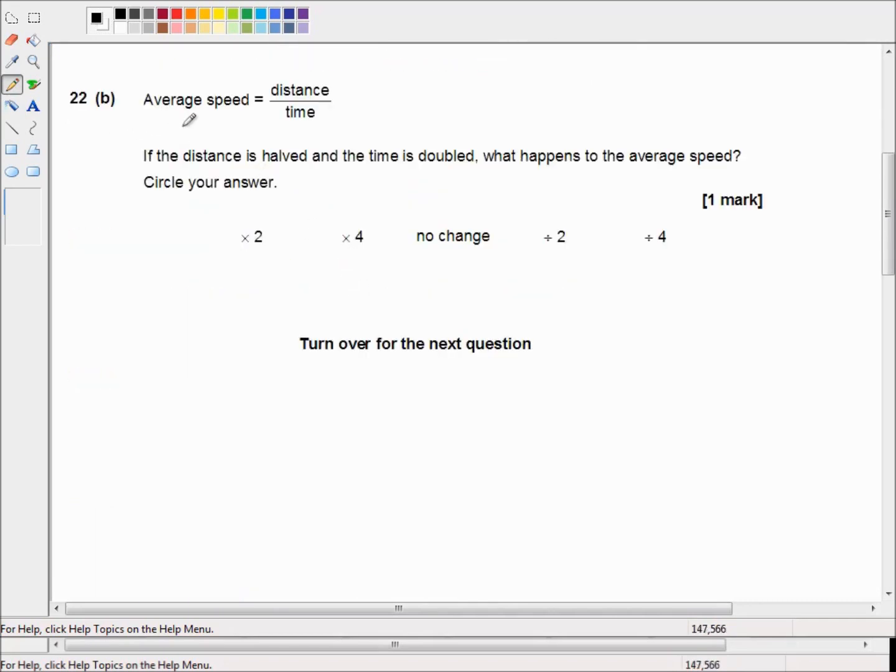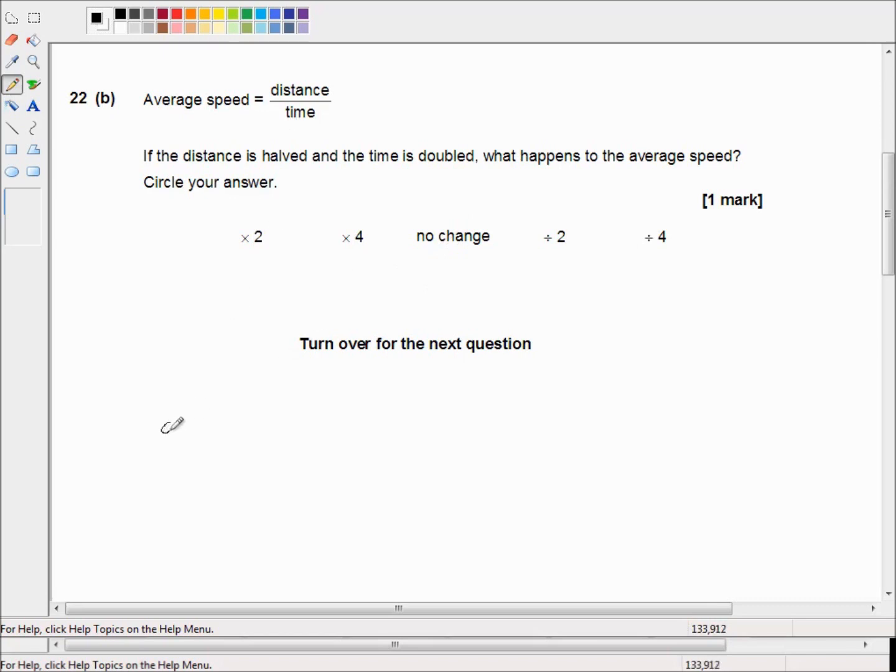And question 22b says, average speed is equal to distance over time, or distance divided by time. If the distance is halved and the time is doubled, what happens to the average speed? Circle your answer. For some reason this stumped a lot of people, with nearly every single solution being given. The actual answer is divided by 4, but let's just try to explain this.